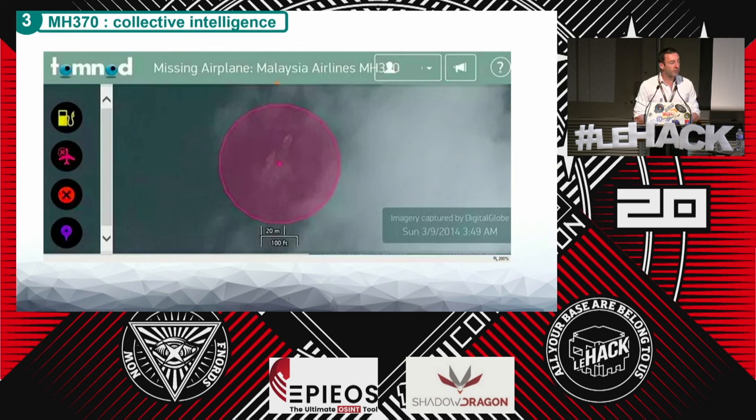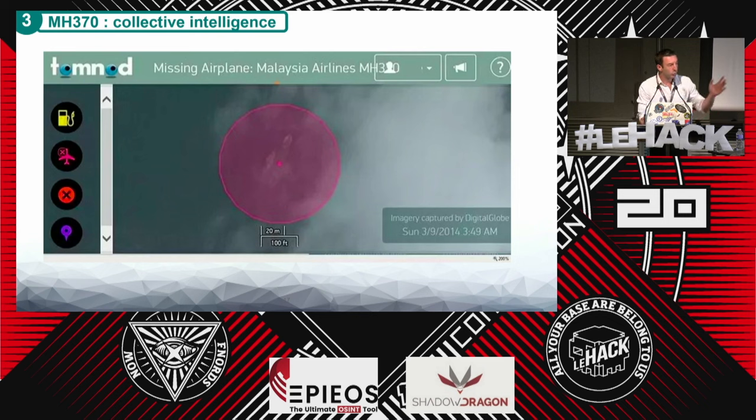First, there was a platform called Tomnod. In the beginning, we thought that the plane had disappeared in the north, along Thailand. So they took all the satellite pictures of the water and asked everybody who wanted to take part in this investigation to look at a picture, and if you see something strange, a floating device. Sometimes people made mistakes between waves, but basically, they found lots of floating pieces.